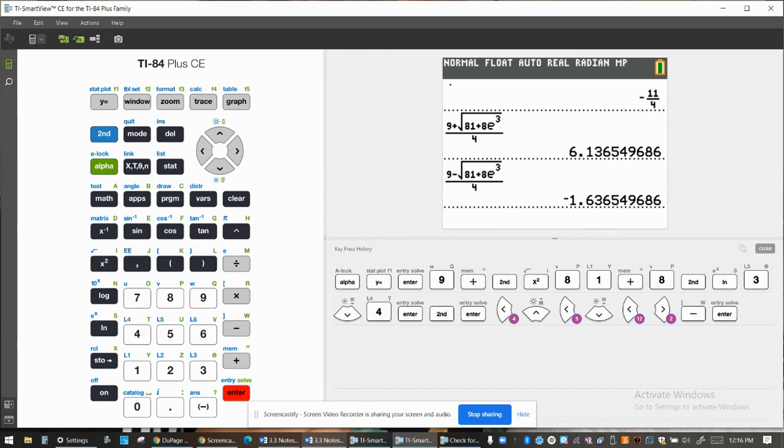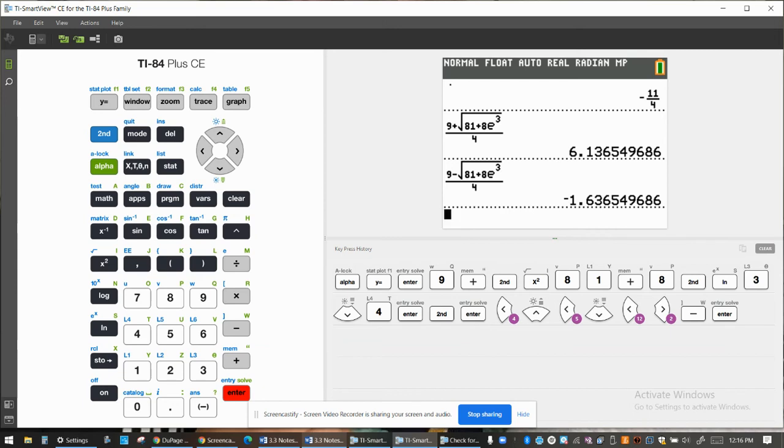Okay. So practice putting that in your calculator. Pause the video if you need to. We've got two answers. We've got 6.137 and negative 1.637. Substitute them back into the original problem and make sure that none of those give you a negative argument.